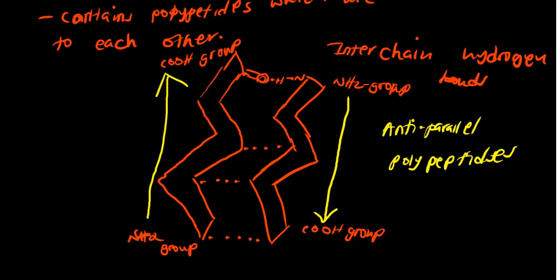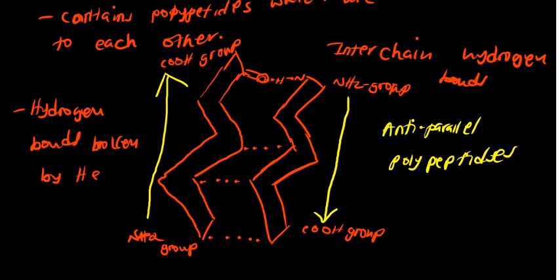So let's go to the next level, which is the tertiary structure. This one we already mentioned is stabilized by hydrogen bonds, and hydrogen bonds are broken by heat. So let's go to the next level now.